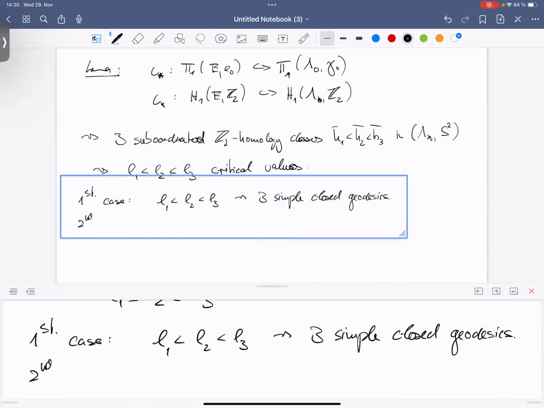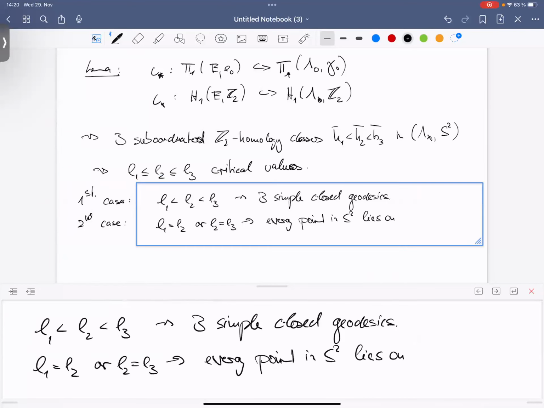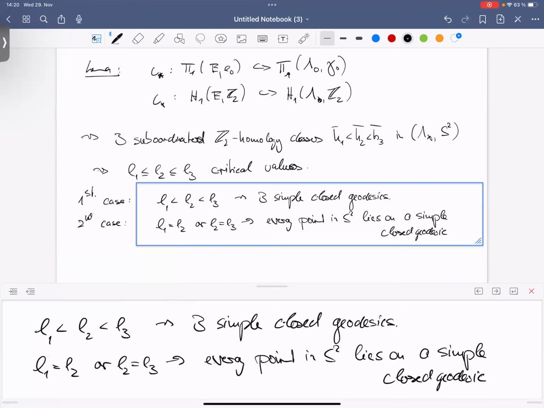Second case, if L1 is equal to L2 or L2 is equal to L3, then every point in S2 lies on a simple closed geodesic, which then, of course, obviously implies that there are infinitely many simple closed geodesics.